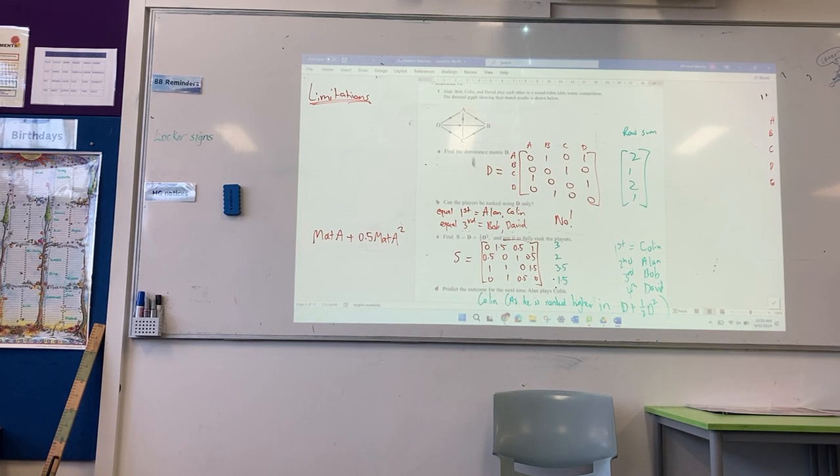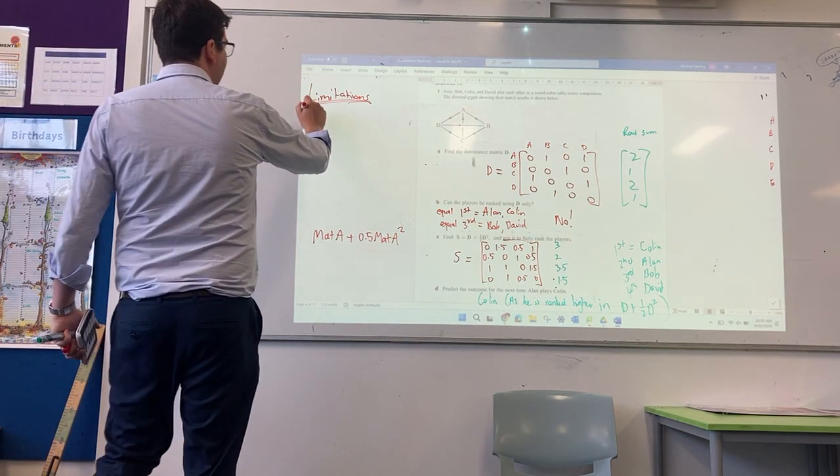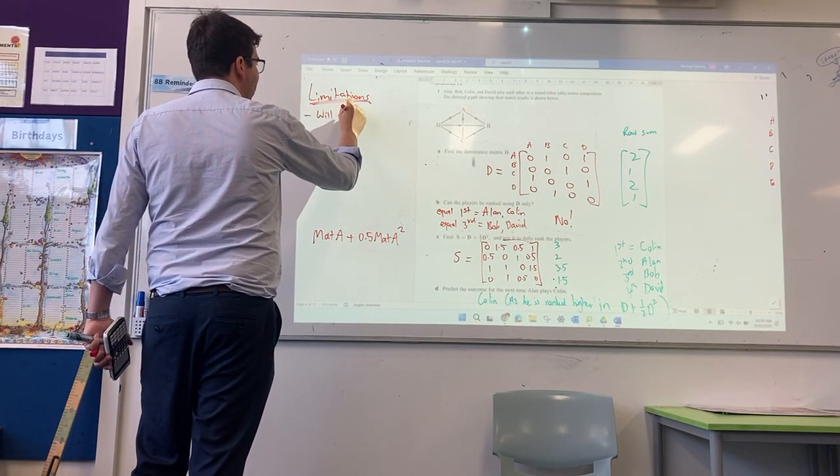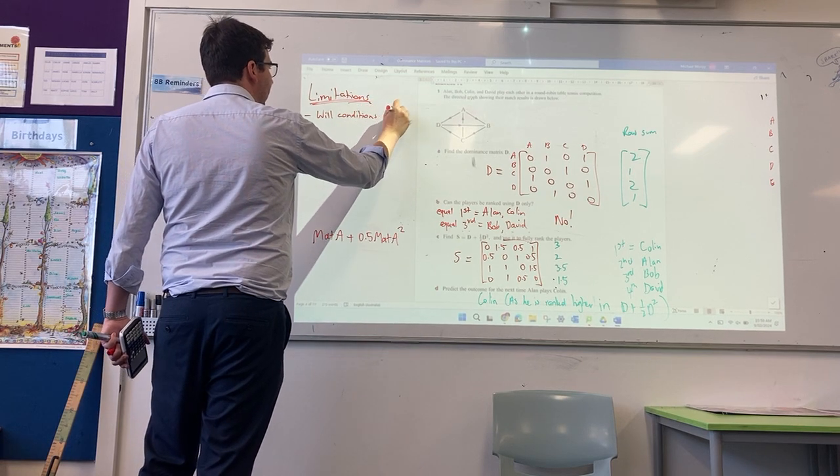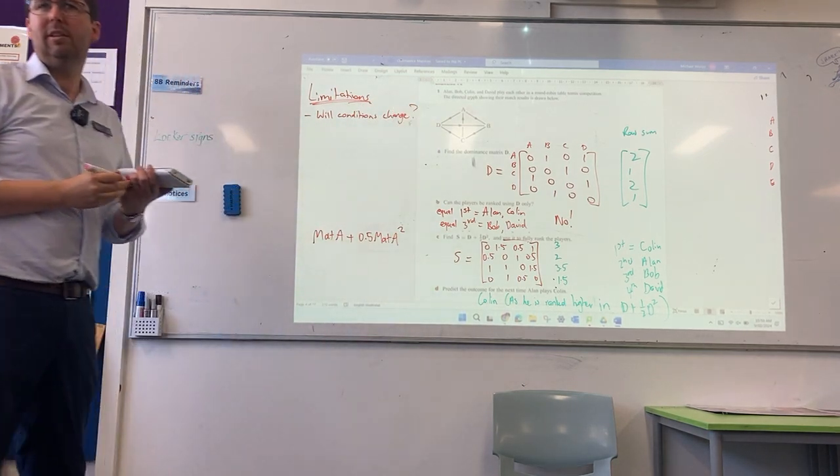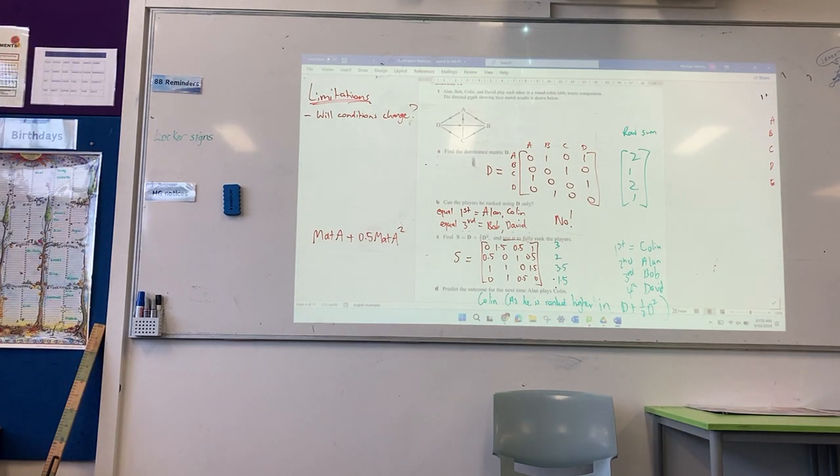Can I kick us off with one? Maybe the conditions might change for the next match. Maybe these previous matches were all indoors and now this next match is going to be outdoors. Maybe Alan is actually better playing outside compared to inside. So I guess, will the conditions change? Right, so that's possibly a limitation, all right? What's another limitation you reckon you could add to our list?